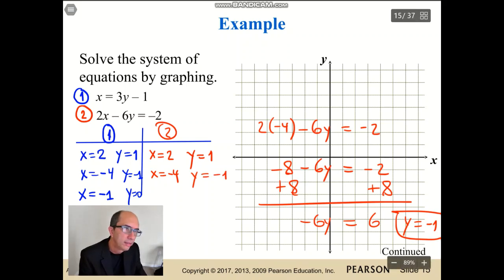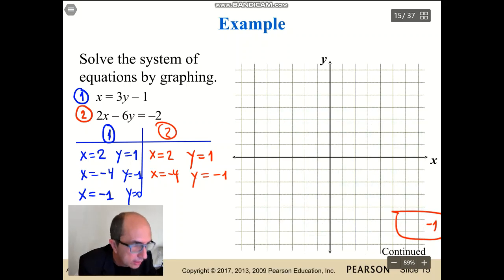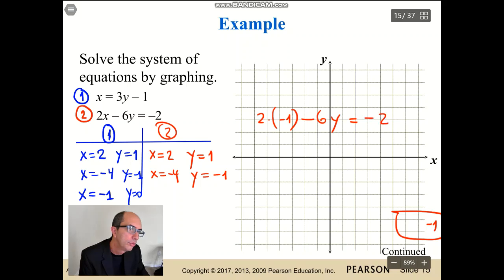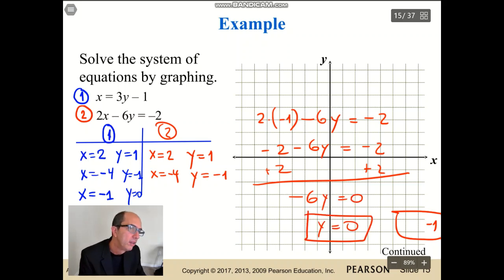Next, let's have a look at the next thing there. X equals negative 1. So 2 times negative 1 minus 6y equals negative 2. Okay. Negative 2 minus 6y equals negative 2. And add 2 on both sides. We're going to have negative 6y equals 0. Y equals 0. And what can you say?